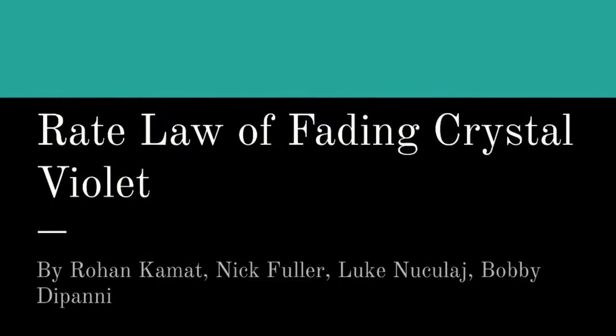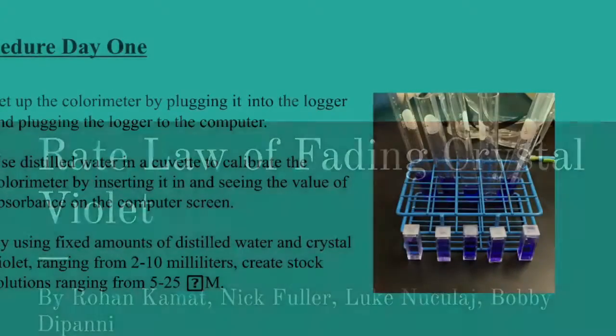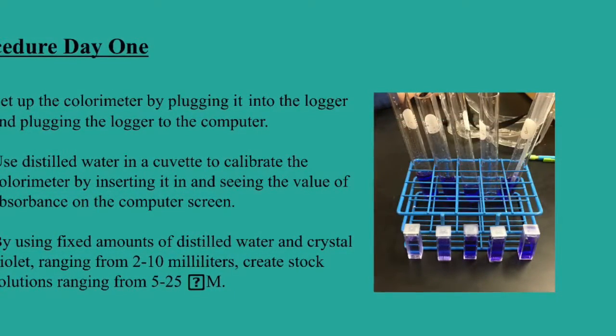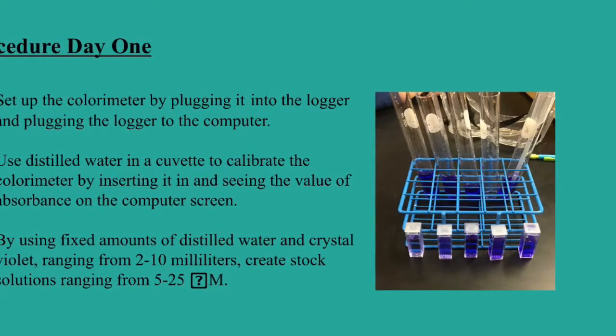The lab for this is called rate law fading crystal violet. On day 1 of the lab, we started by setting up the colorimeter by plugging it into the logger and plugging the logger into the computer.